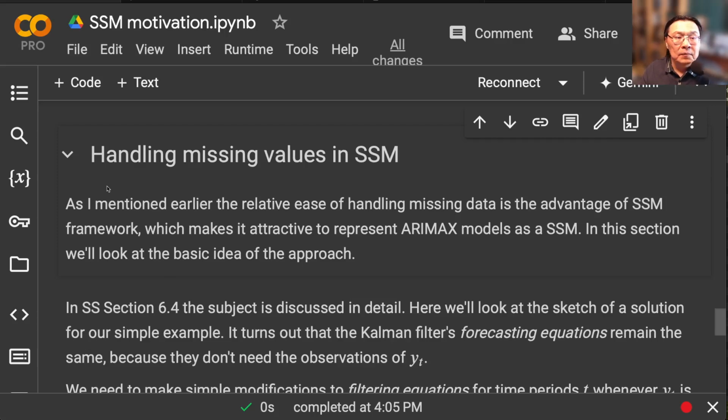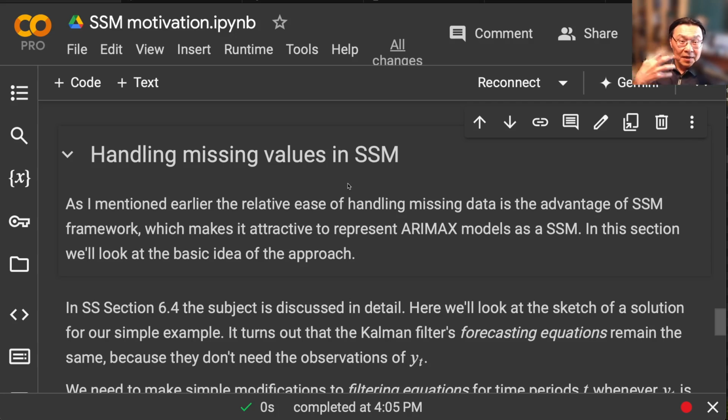So let's talk about handling missing values in state space models. I already mentioned that it is one of the attractive properties of the state space model approach, right? That it can handle missing values easily. So if you look at standard statistical packages which estimate ARIMA models, you often notice that some of them do not handle missing values very well. Now in Python, the SARIMAX handles missing values very easily.